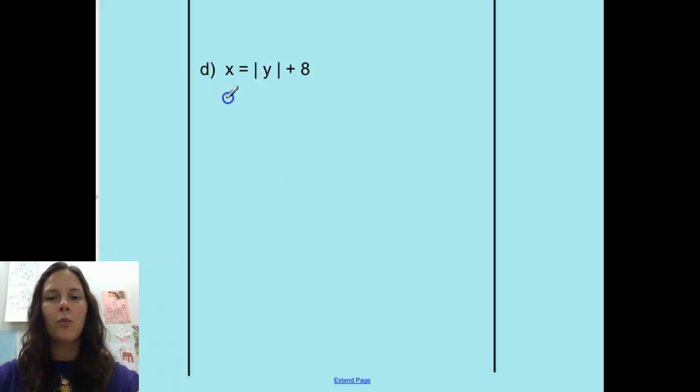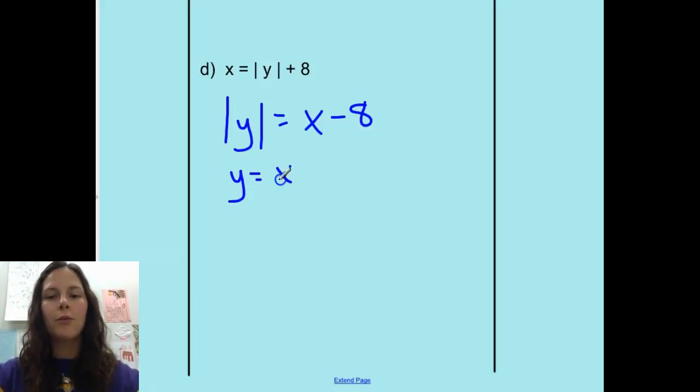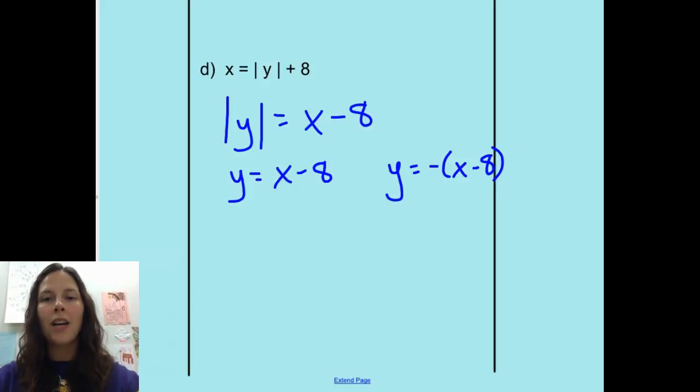Our second equation, the y is in absolute value. To solve for y, we would start by subtracting 8 from both sides. And remember, when you solve an absolute value equation, you set up two different equations. One, where it equals whatever expression you got. The other one, where it equals the opposite of the expression. So here we have y with two different equations, which means this is not a function.